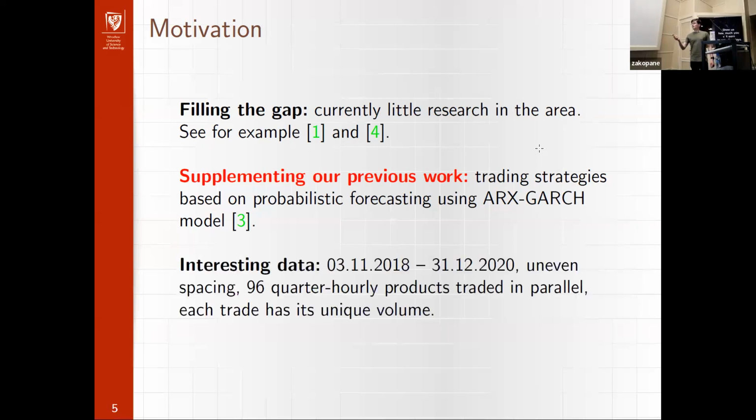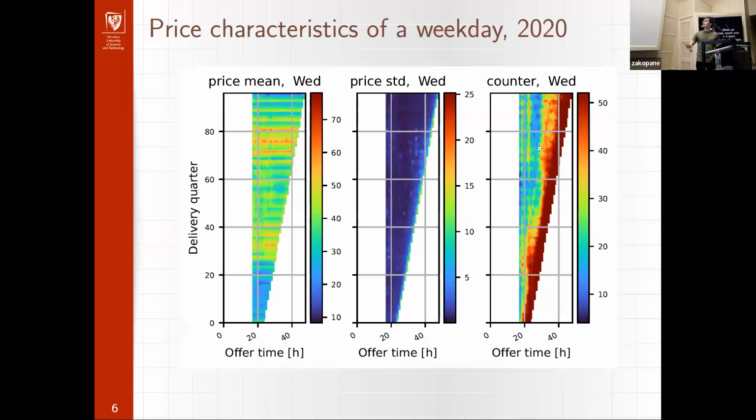That will be cool. So for me personally, the motivation is the interesting data. It's quite interesting and quite challenging. We have 96 products, the quarter hours, traded in parallel, and additionally every trade, of course, corresponds to a unique volume and is traded not at equal intervals, but whenever the bids were matched.